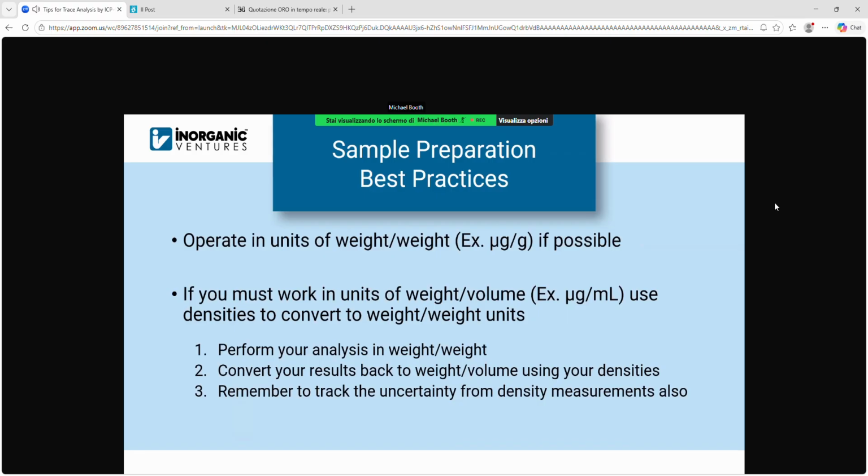If this is a possibility for your lab, especially when you're preparing your standards, you can always use the density of your standards to switch back and forth between micrograms per mil and micrograms per gram. Do your analysis, then convert back using the densities. Just make sure you track the uncertainties. If you do the same process with your samples, you'll need the density of your sample, so make sure you take into account the uncertainty from that density as well.